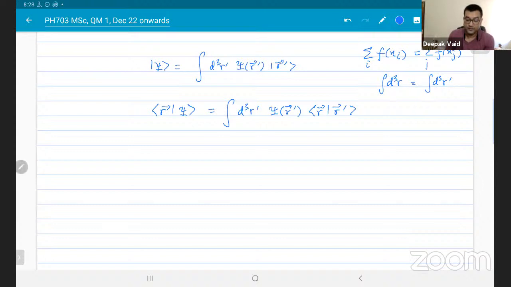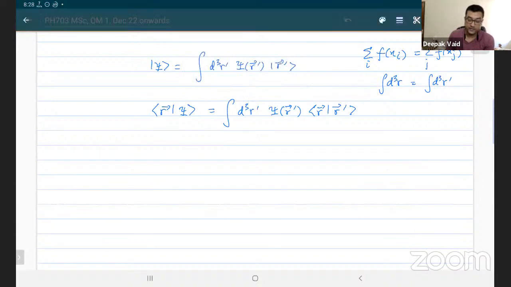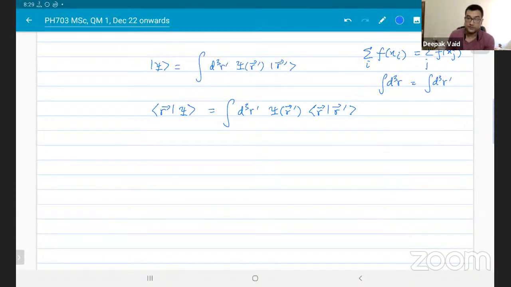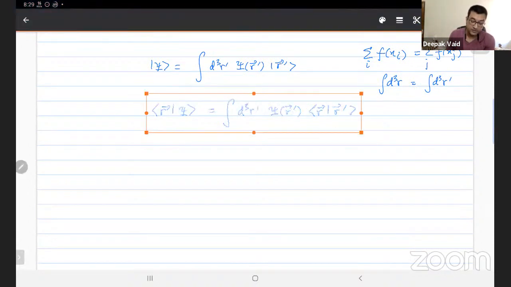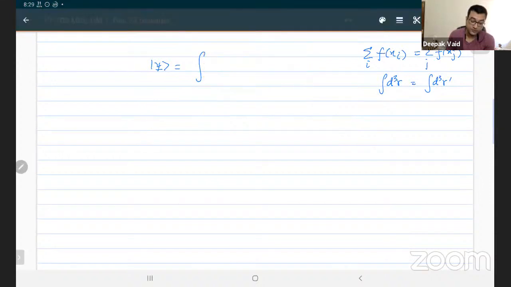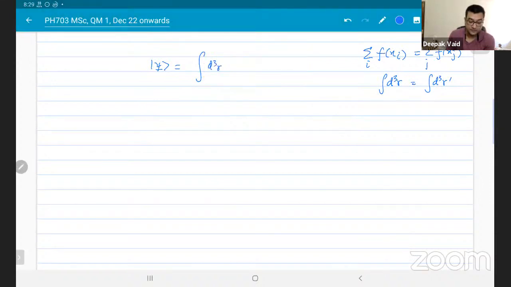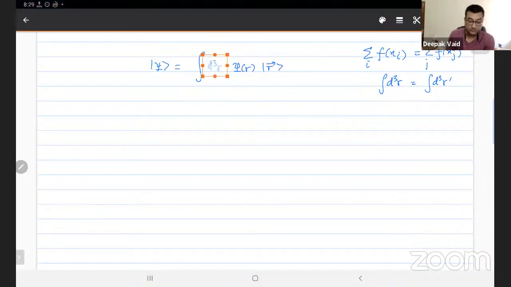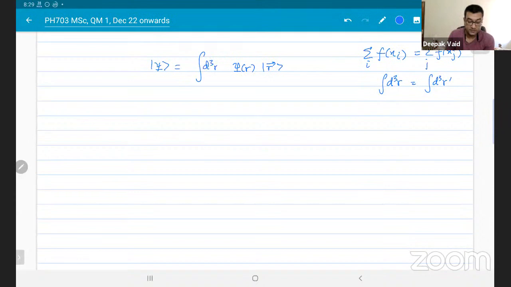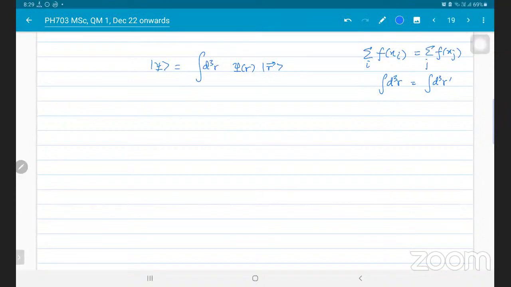Because the integral will not depend on r or r prime, na? The net result of the integration will not depend on what I use. Or, okay, if it makes you feel comfortable, let me just use r. Okay? Is this better? Does this seem more natural to you? Yes, sir. Chalo theek hai.